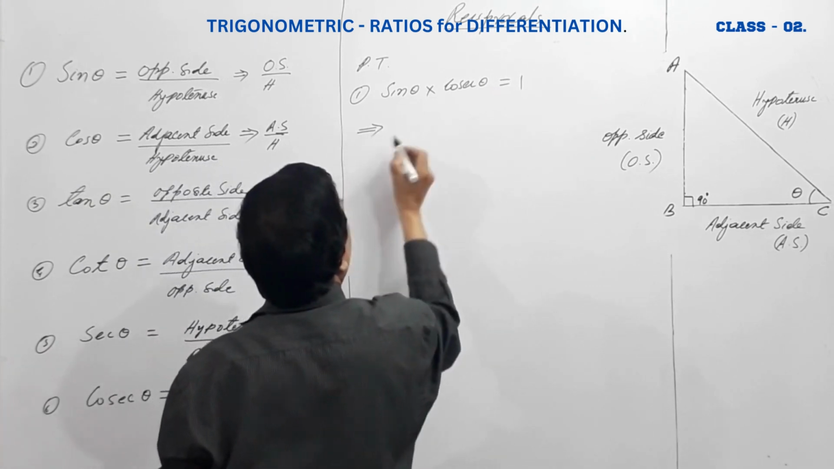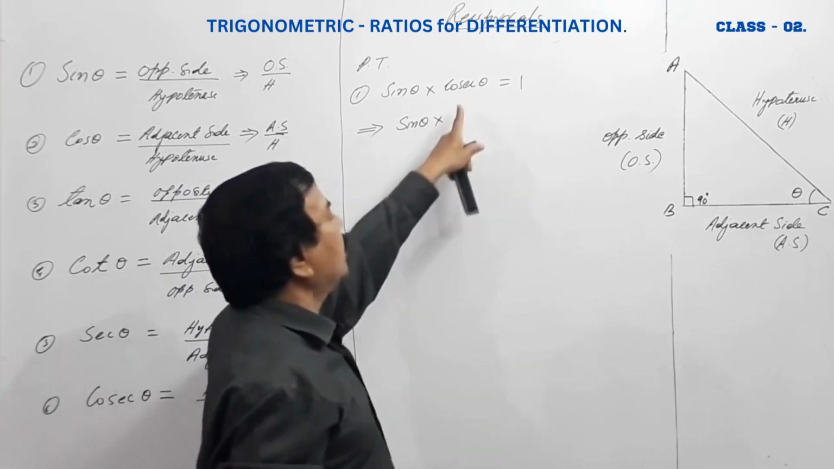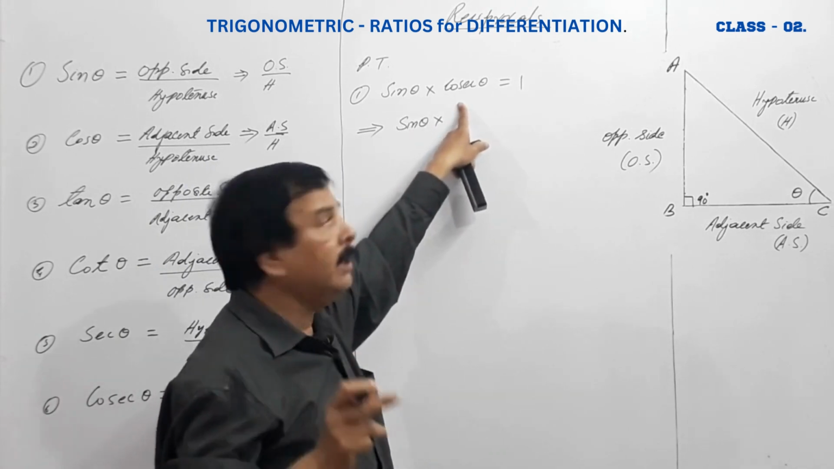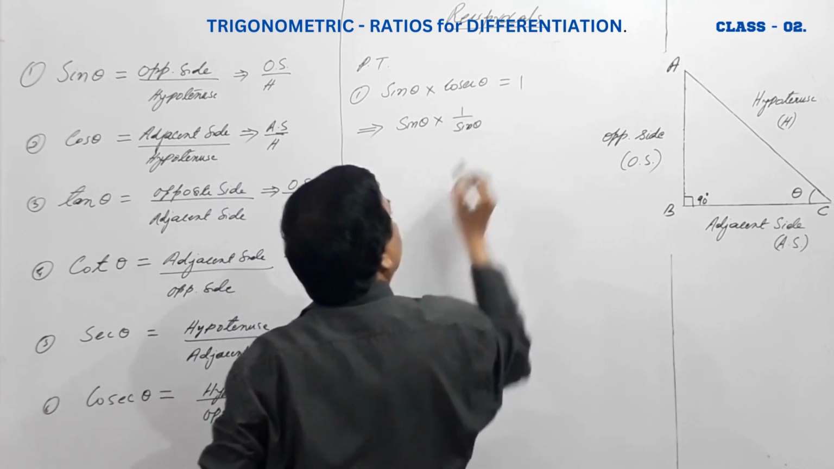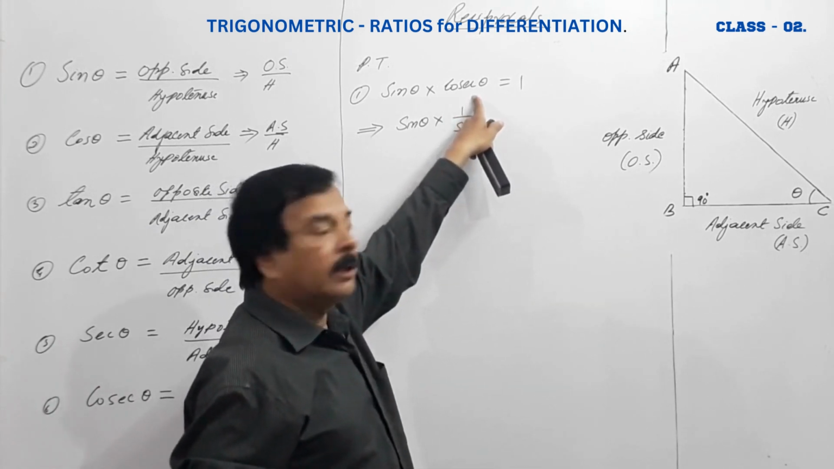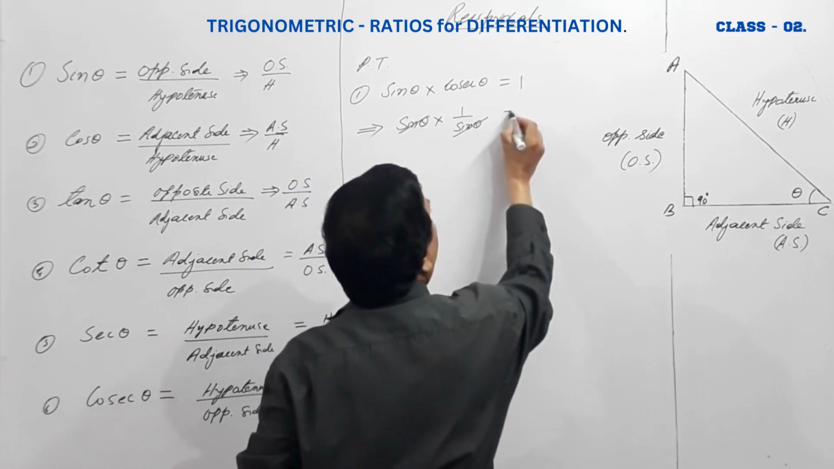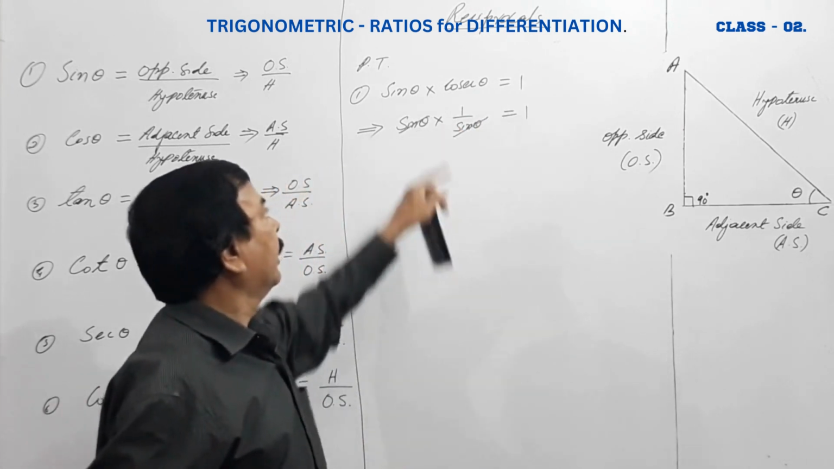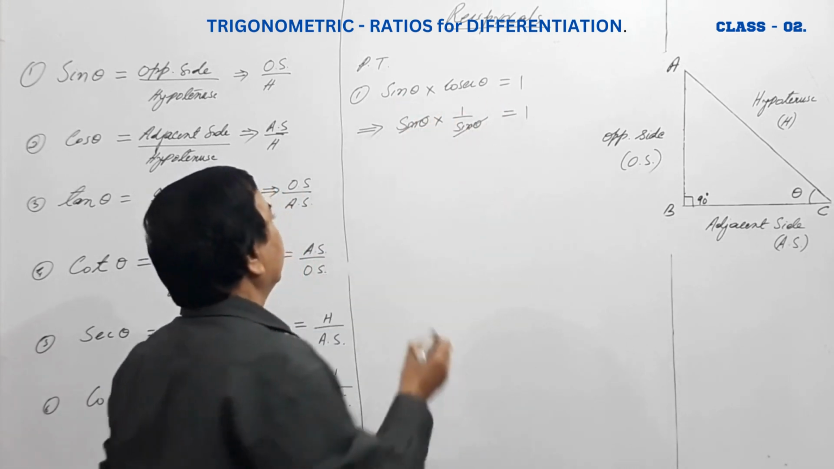This is nothing but sin theta into, what is cosecant theta? I can write it 1 by sine, that is 1 by sin theta. Because the reciprocal of cosecant is 1 by sine theta, sin theta cancels, you get 1. So, hence, sin theta into cosecant theta is 1, it is proved.